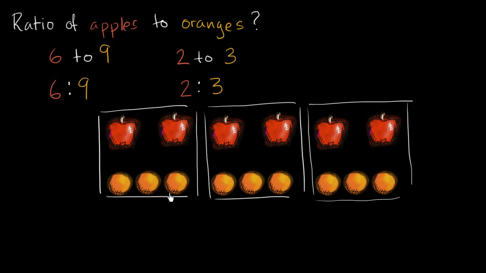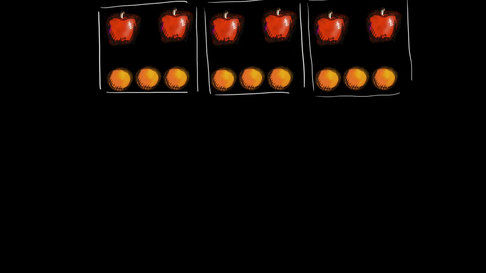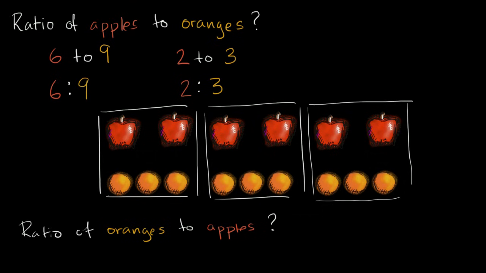But we could think about things the other way around as well. We could also think about what is the ratio of oranges to apples. And here we would essentially switch the numbers. Notice, up here we said apples to oranges, which is 6 to 9, or 2 to 3 if we reduce them. And here we're going to say the ratio of oranges to apples. So we've swapped these two, and so we're going to swap the numbers.